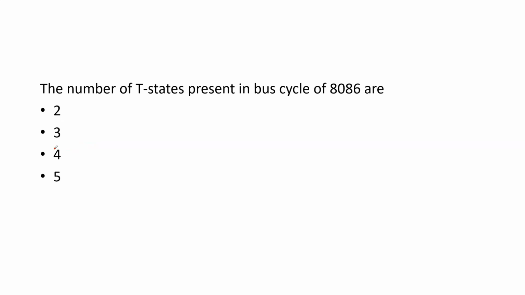The number of T states present in a bus cycle of 8086. For 8086 it is 4. So the option is the third option. The number of T states present in each and every bus cycle is 4.